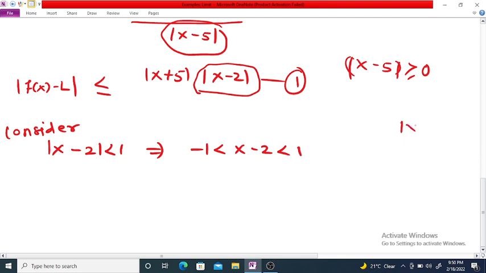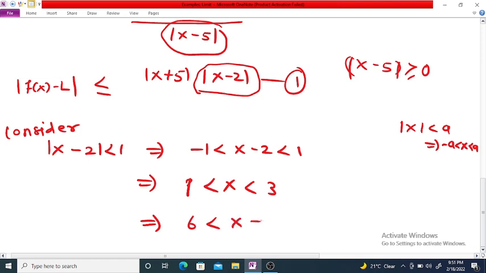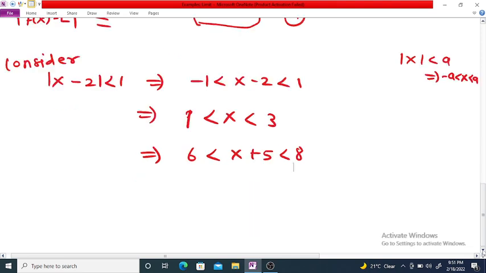As mod of x is less than a, then the solution is minus a less than x less than a. So if we add 2 on both sides, we get 1 less than x less than 3. As we want the x plus 5 term, if we add 5 on both sides, we get 6 less than x plus 5 less than 8, and from this we get mod of x plus 5 is less than 8.